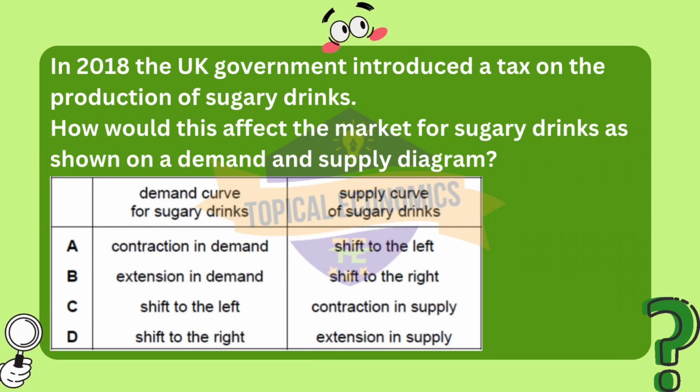The tax is levied on producers, increasing their costs of production. This means that for every quantity of sugary drinks produced, it becomes more expensive for firms to supply them. As a result, the supply curve shifts leftward or upward if shown on a price-quantity diagram. This shift represents a decrease in supply, as producers are less willing or able to produce the same quantity of sugary drinks at each price due to the increased cost of production.